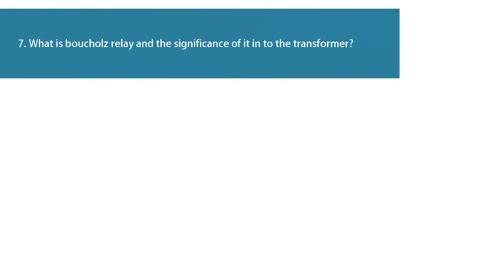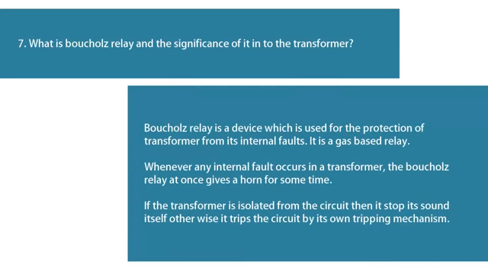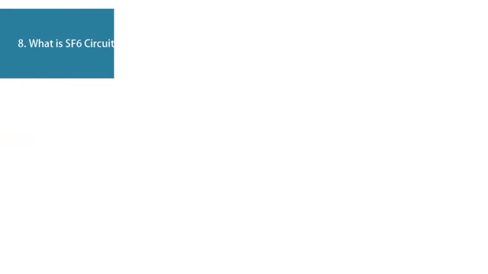7. What is Buchholz relay and the significance of it in the transformer? Buchholz relay is a device which is used for the protection of transformer from its internal faults. It is a gas-based relay. Whenever any internal fault occurs in a transformer, the Buchholz relay at once gives a horn for some time. If the transformer is isolated from the circuit, then it stops its sound itself, otherwise it trips the circuit by its own tripping mechanism.